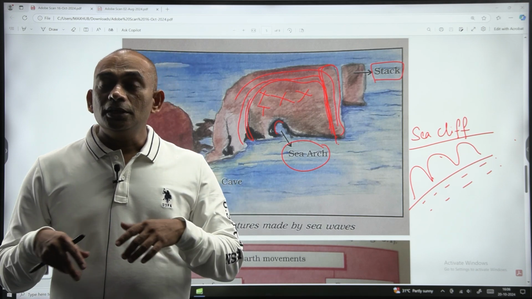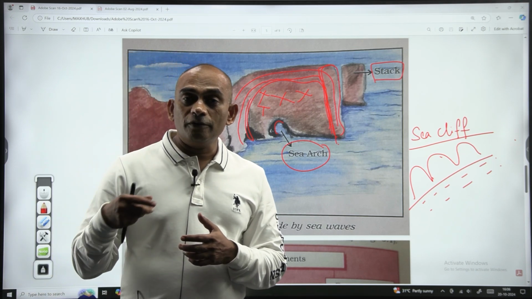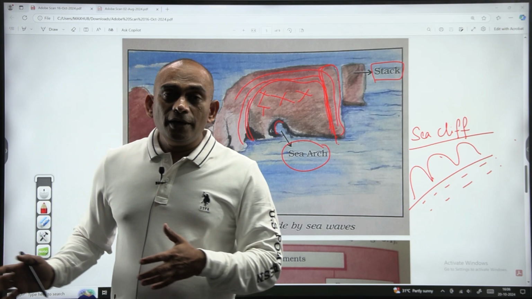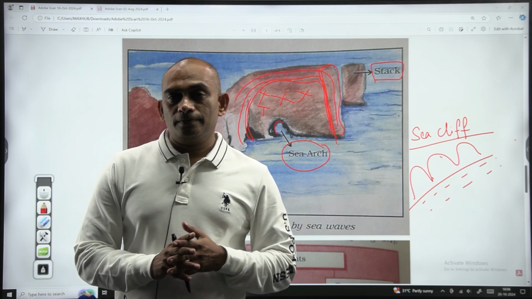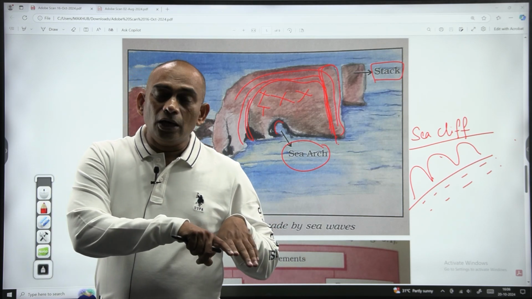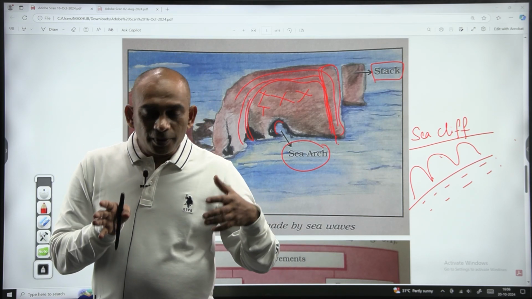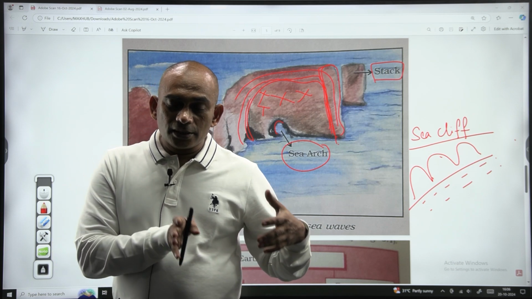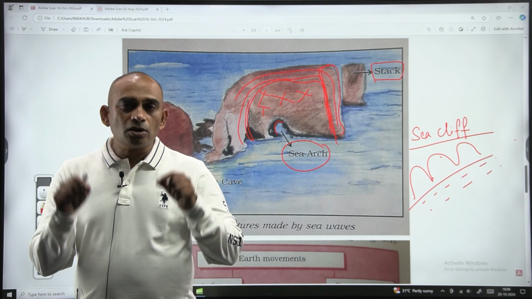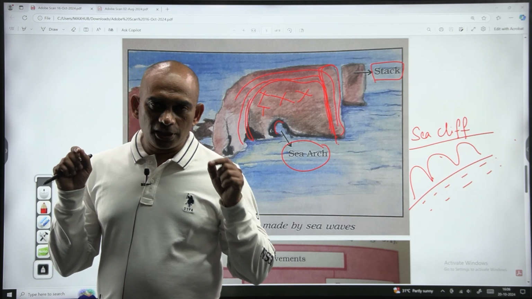What about the depositional activity of sea waves? Generally sea waves carry a lot of sediments. These sediments are deposited along the seashore. Because of this deposition of sediments, it forms a beach. So this is all about our changing earth.